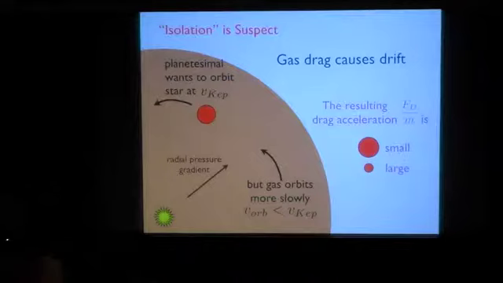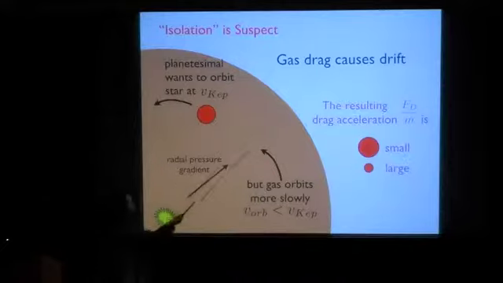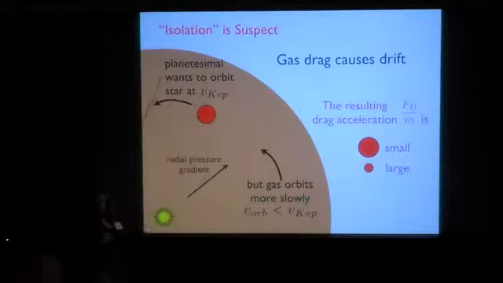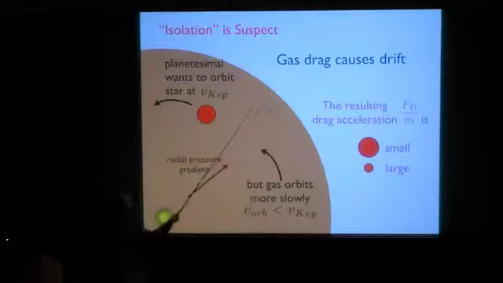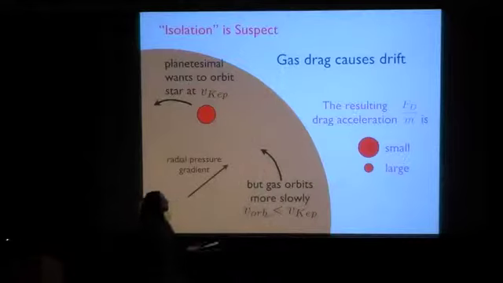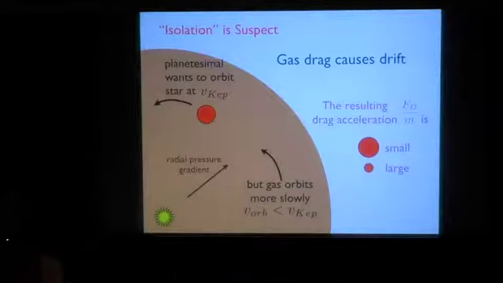Probably a number of things, of course. But one of the main things that we've been talking about in recent years is the idea that gas drag causes drift, and that makes this idea of isolation suspect, right? So that solar system formation picture really depended on the idea of the isolation mass. But if your gas is causing the material to drift through the nebula as you're forming things, then maybe you're not isolated at all. So why does stuff drift? Well, let's imagine that you have a planetesimal that wants to orbit your star here at the Keplerian velocity.